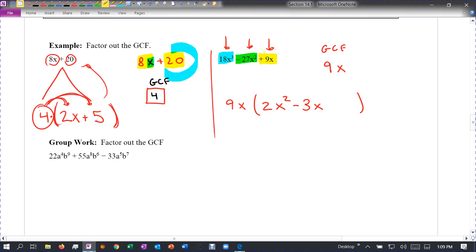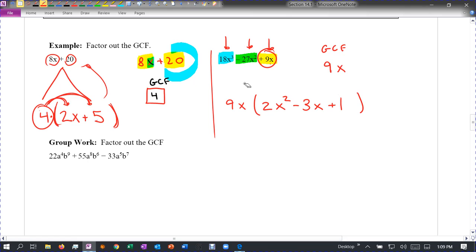And now we move on to the last piece. We need a positive 9x. Well, what do you multiply 9 by to get 9? Well, just a 1. And what do you multiply x by to get x? Well, 1 again, but I already have a 1 there. So you can see if I multiply this whole thing through, 9x times 1, I would get back that 9x there. So this is our factored form of the expression.